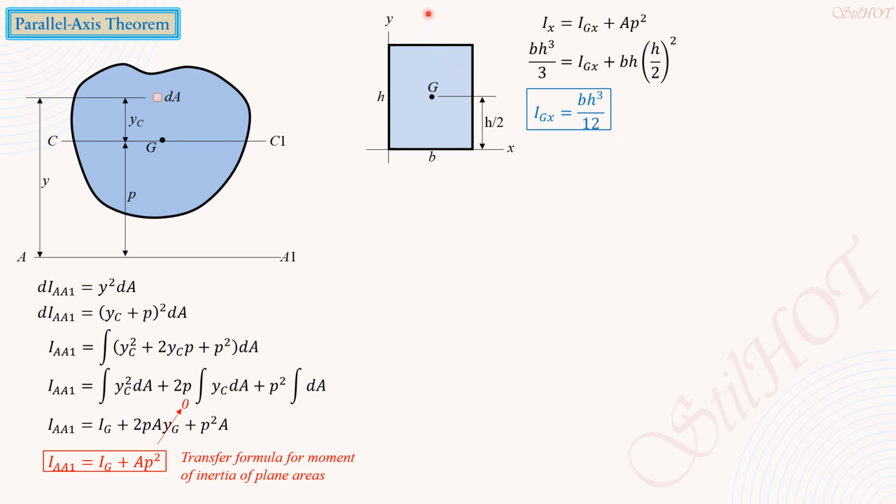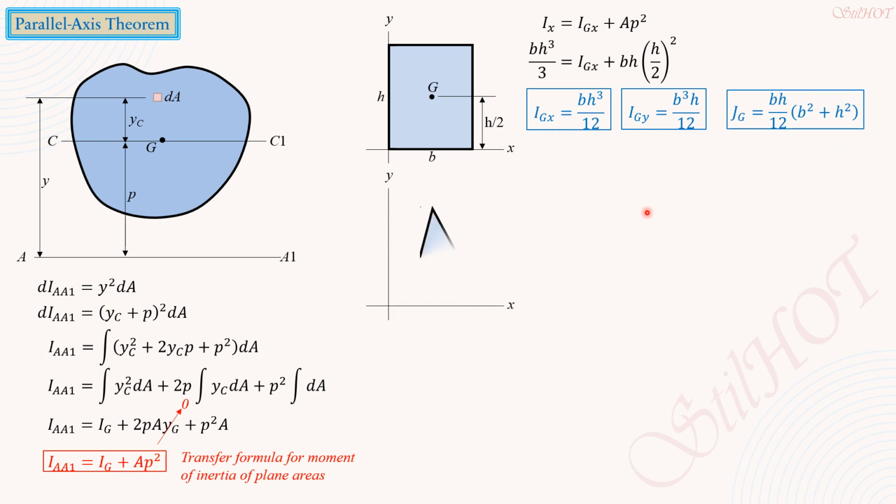So likewise, with respect to the centroidal y-axis, because this distance is b over 2, it will result to Igy, which is b cubed h over 12. And the polar moment of inertia with respect to the centroid G is equal to Igx plus Igy, so it is bh over 12 times quantity b square plus h square. So it is just Igx plus Igy.